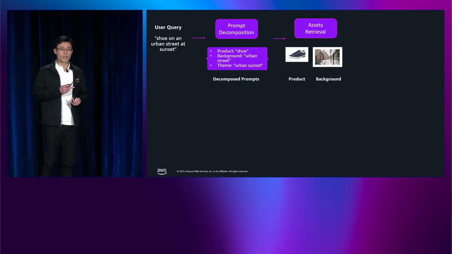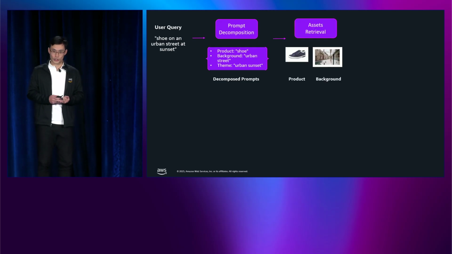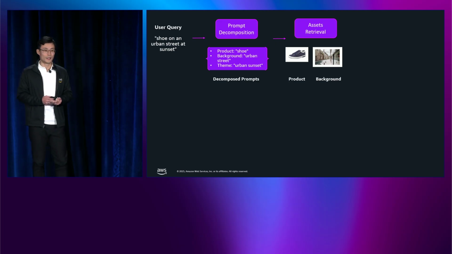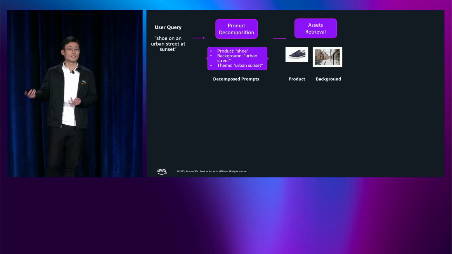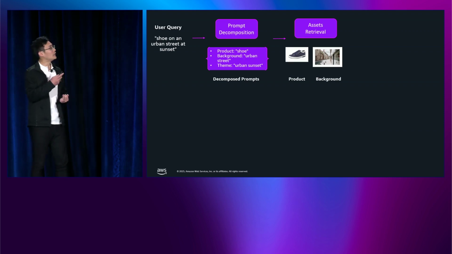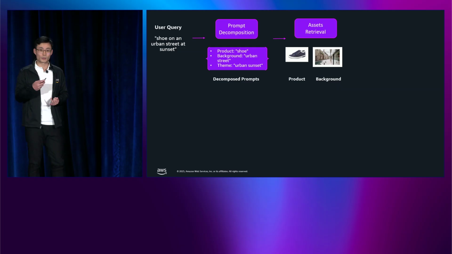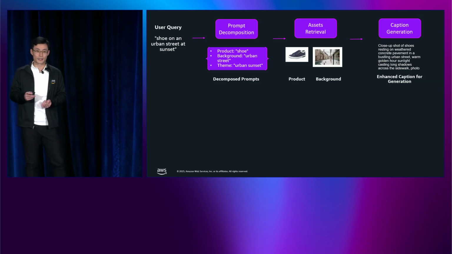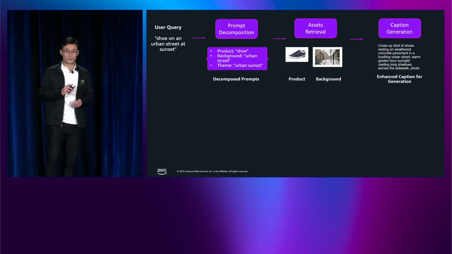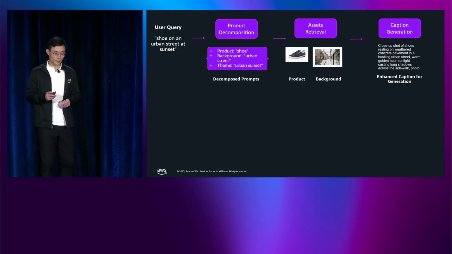Afterwards, we use vector search to find relevant assets if your company has any. Say you have millions of products or tens of thousands of backgrounds, then you're able to immediately retrieve the right product and the right background or the right theme from your media library. Then the pipeline will automatically generate an optimized prompt based on your initial prompt, leveraging some of the best practices we have incorporated into the model.